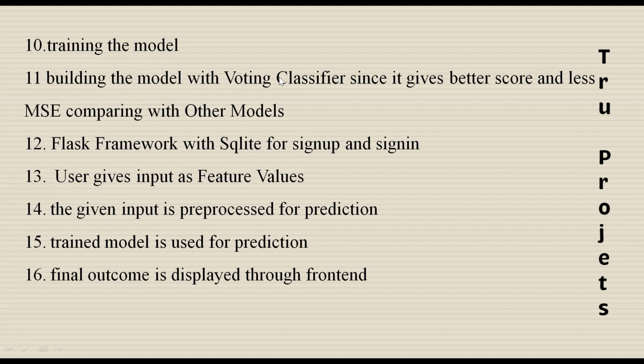Building the model with voting classifiers, since it gives a better score and less MSE compared with other models. After training, the project selects the voting classifier as the primary model for making predictions. The voting classifier combines the outputs of multiple models, that is SVM, DT (decision tree), RF (random forest), to enhance prediction accuracy and reduce mean square error (MSE) compared to individual models.